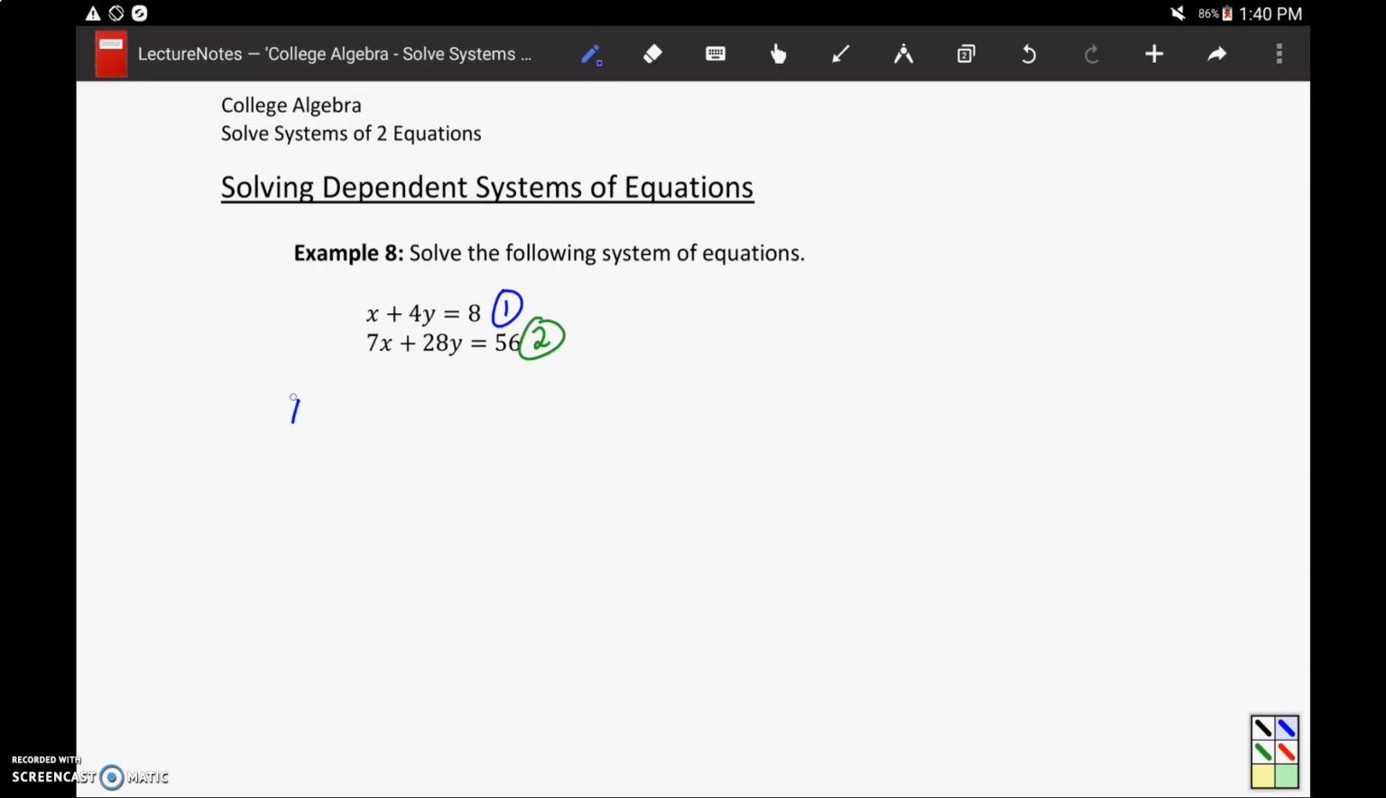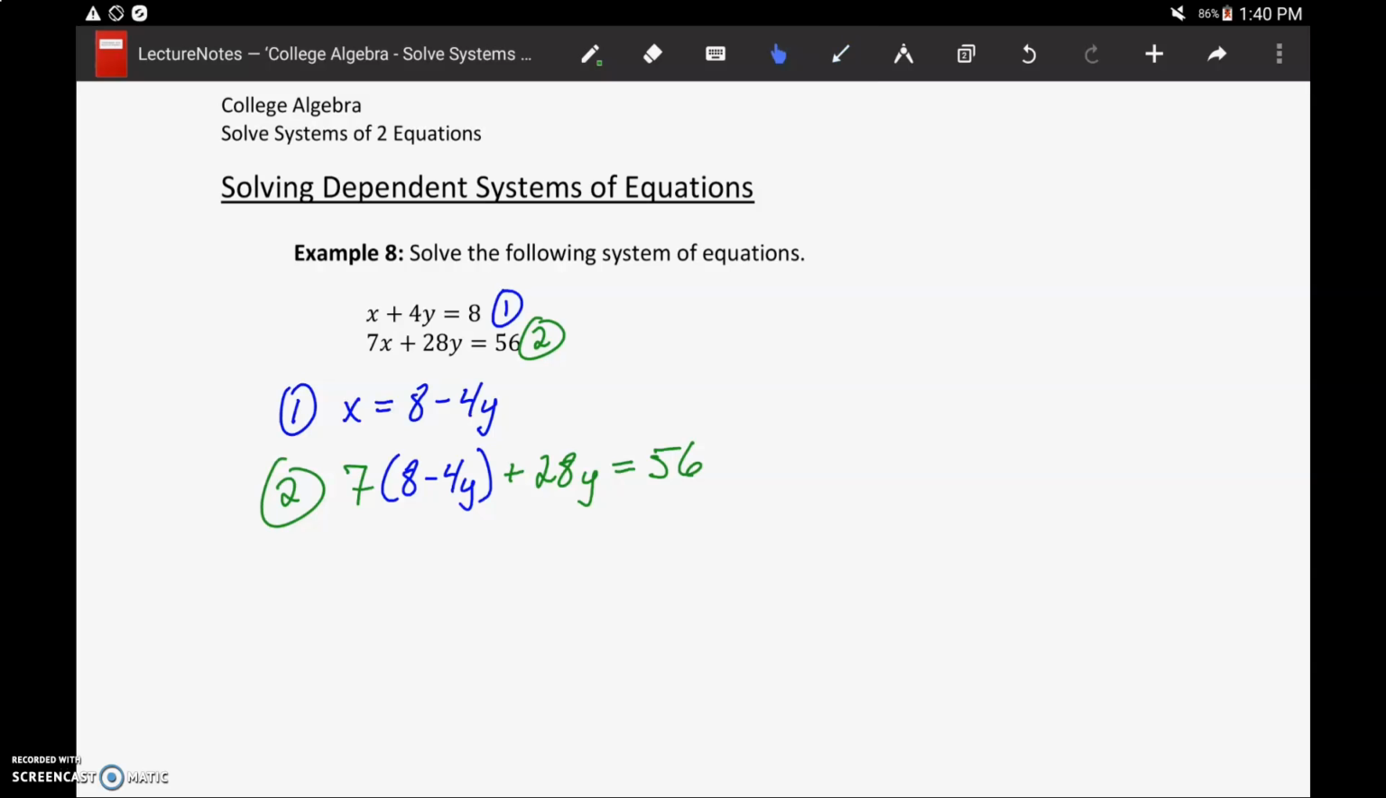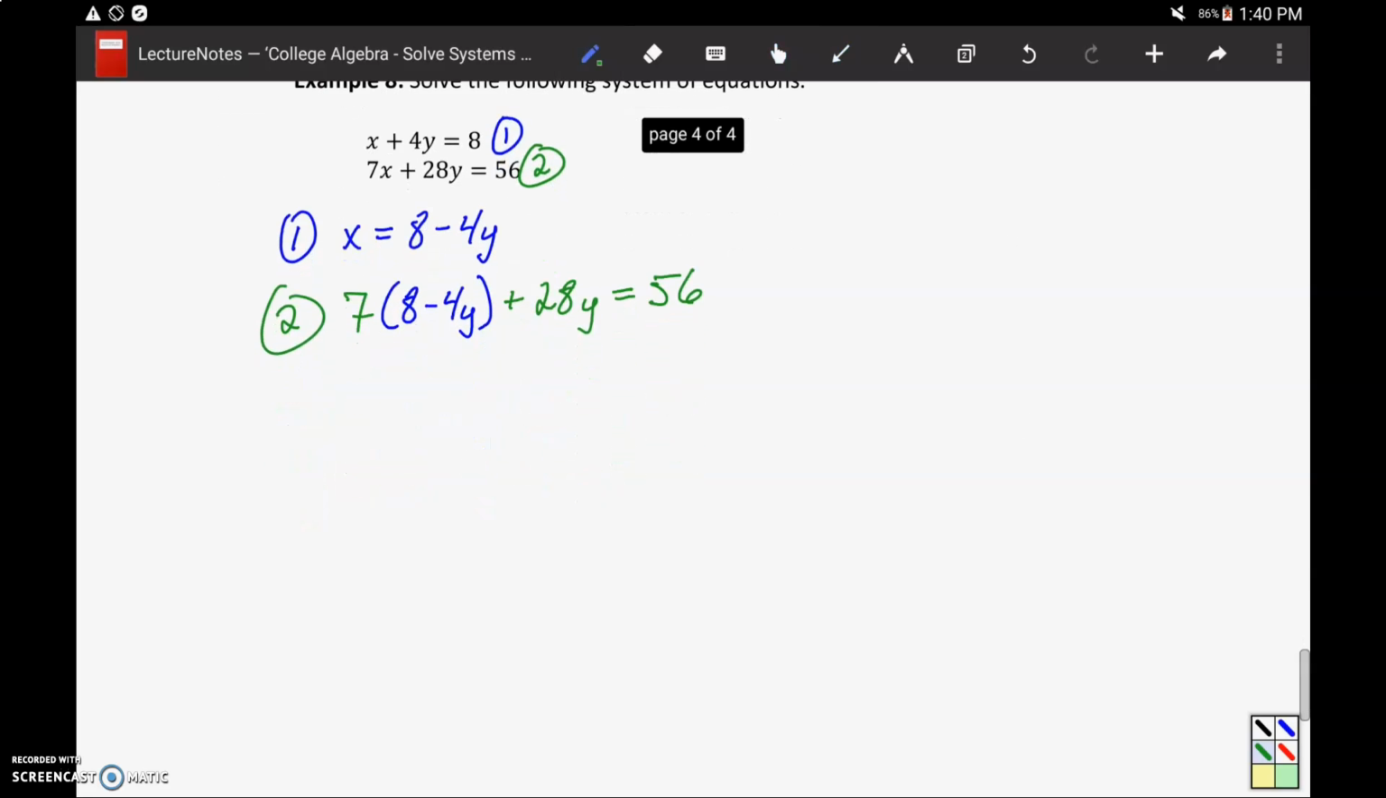And just since we haven't looked at a case this way yet, what we're going to do is take equation 1 and solve it for x. We'll do that by subtracting 4y over to the other side, because we can choose to solve either equation for either variable. And now what we'll do is substitute that statement in for x into equation 2. Which has still resulted in a single equation with only one variable.